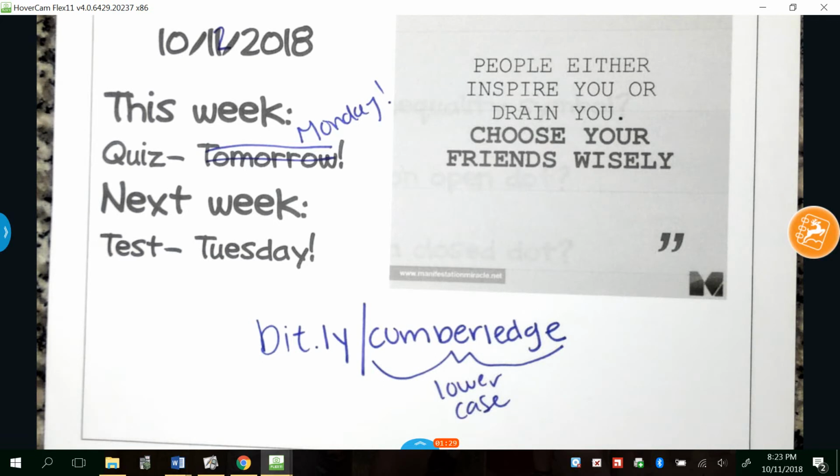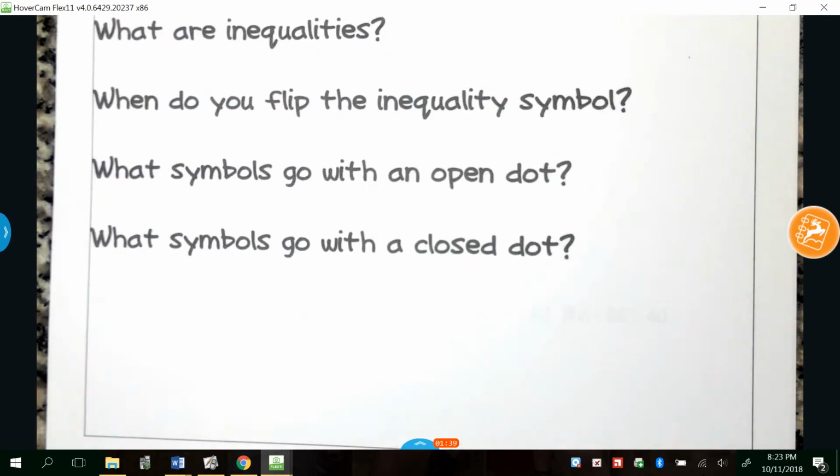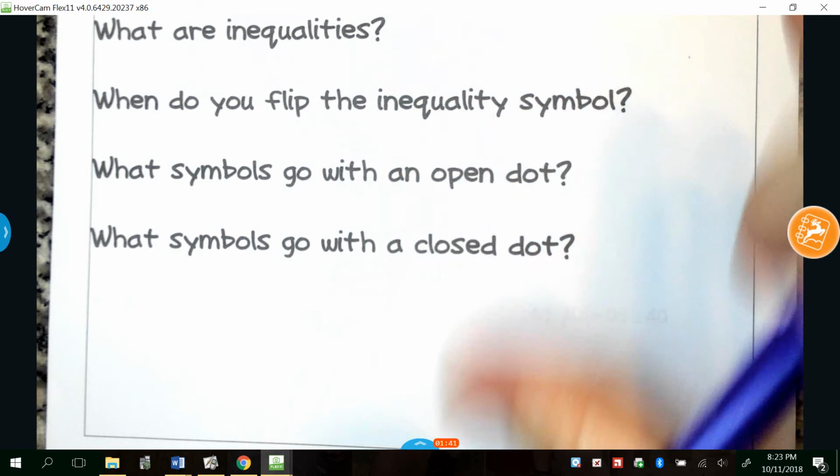Okay, so we're going to jump into the lesson. I'm going to go over some problems with y'all, go over some questions, and then you will try some problems on your own. So this is the last page in our packet. But first I want to go over a couple things.